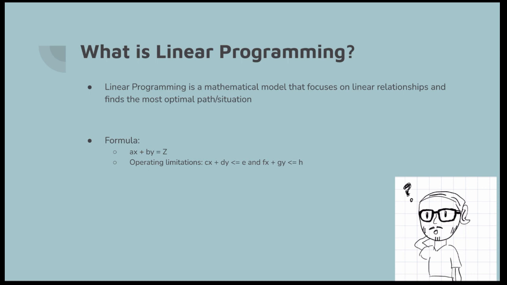Here we have a simple formula which we could probably all recognize from algebra and calculus, ax plus by equals z. And here we have some operating limitations represented by cx plus dy must be less than or equal to e, and fx plus gy must be less than or equal to h. More on that in a second.